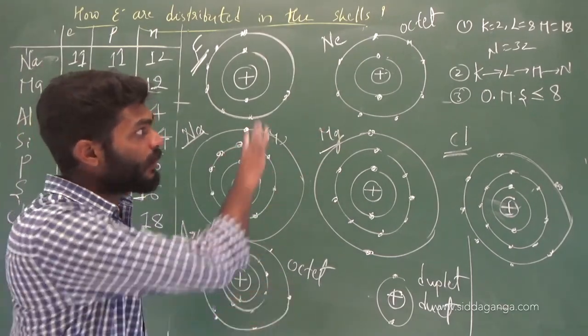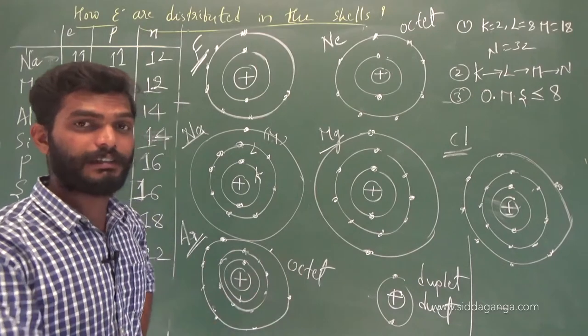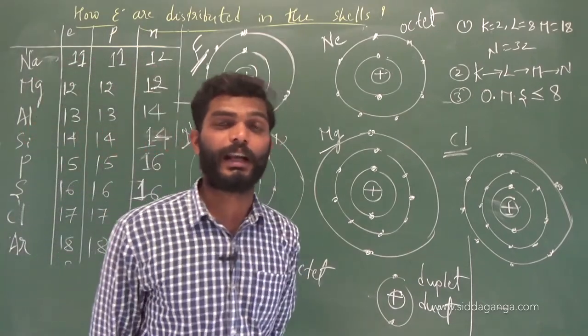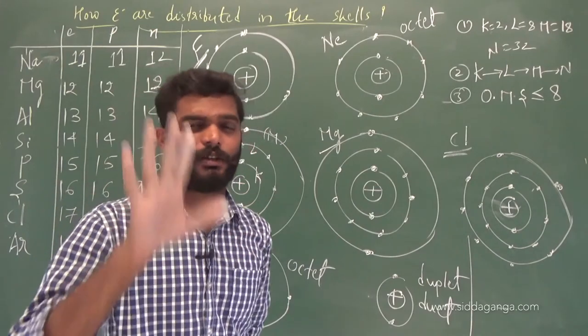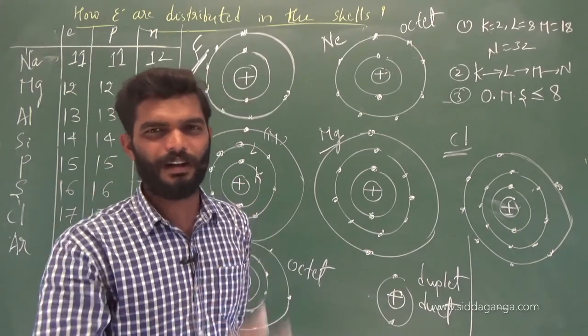So we call those atoms or those elements inert gases or inert elements. The meaning of inert is chemically inactive. Inert means inactive.